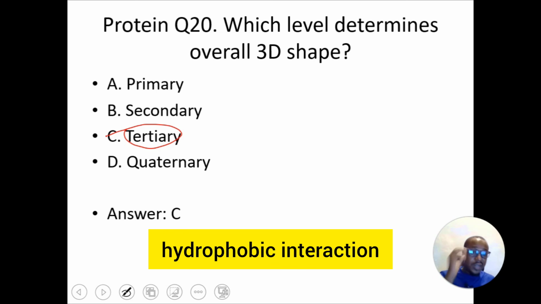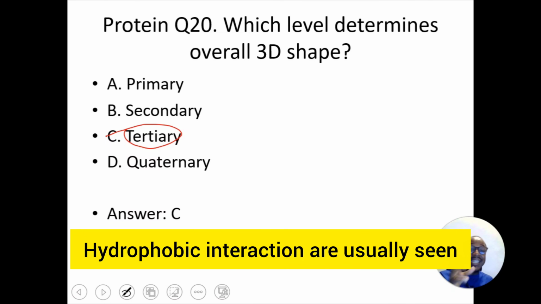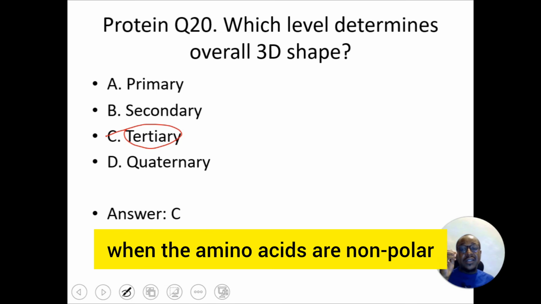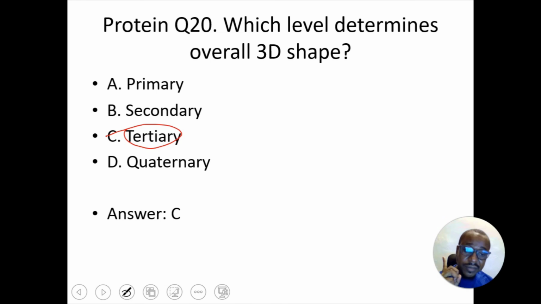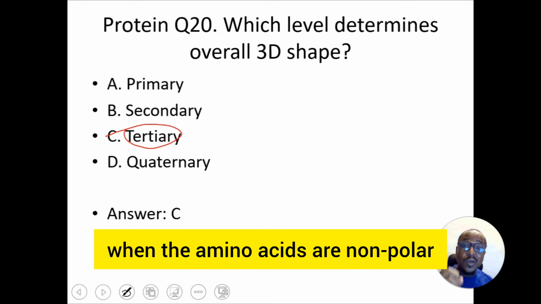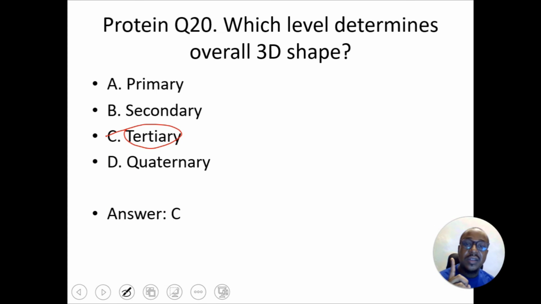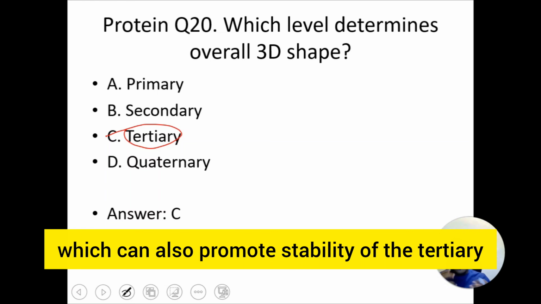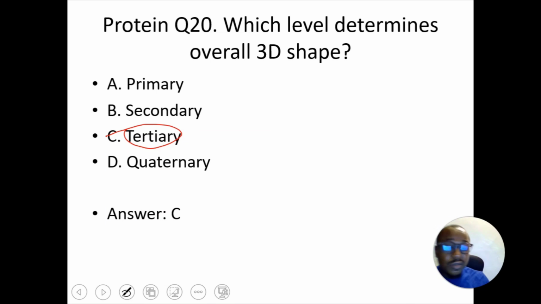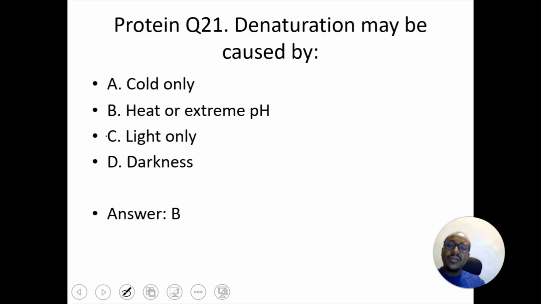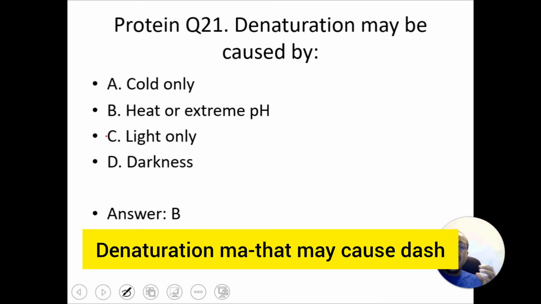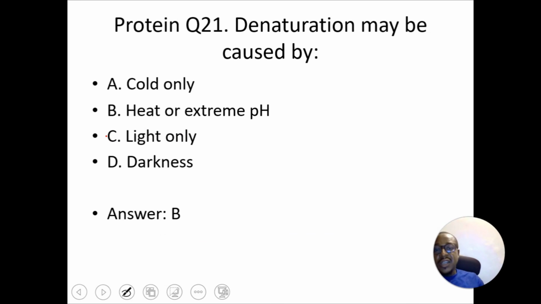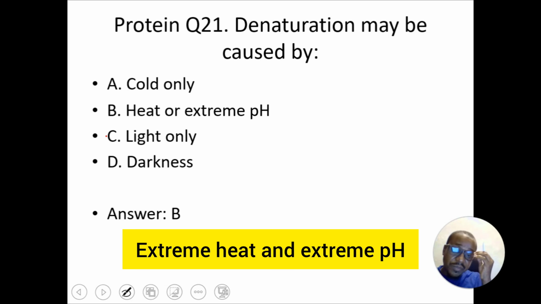We can also have hydrophobic interaction. Hydrophobic interaction is usually seen when the amino acids are non-polar. They form hydrophobic interaction, which can also promote stability of the tertiary structure of the protein. The denaturation may be caused by extreme heat and extreme pH.